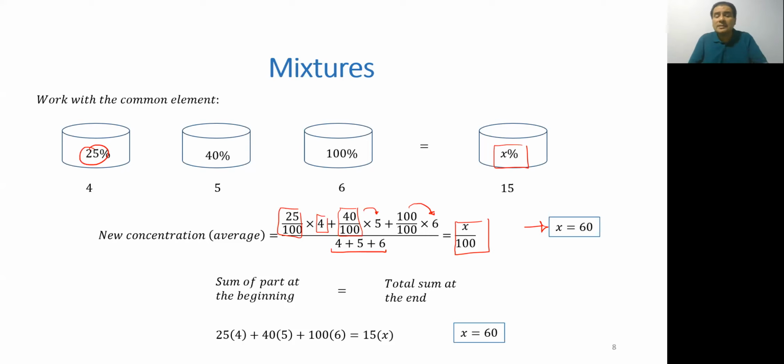So for example, what is the amount of the common element in the first solution? It would be 25% of that volume, 25 multiplied by 4, right? Then in the second it is 40 multiplied by 5. We just take away the 100. 100 multiplied by 6, and this should equal the actual concentration, right, which is the percent multiplied by 15, the total volume. So if we do that multiplication and sum, we find also that X should be 60.